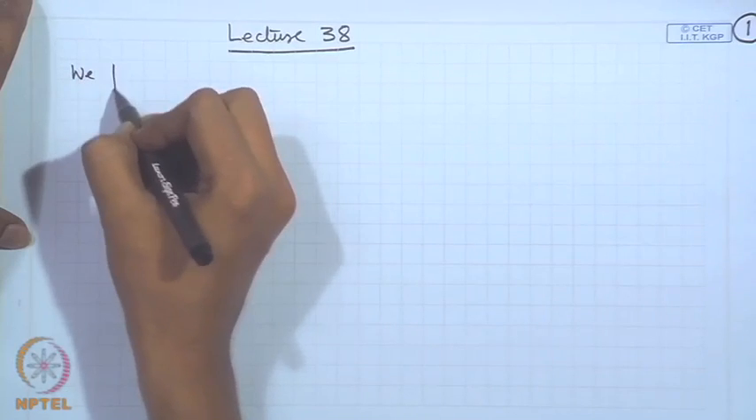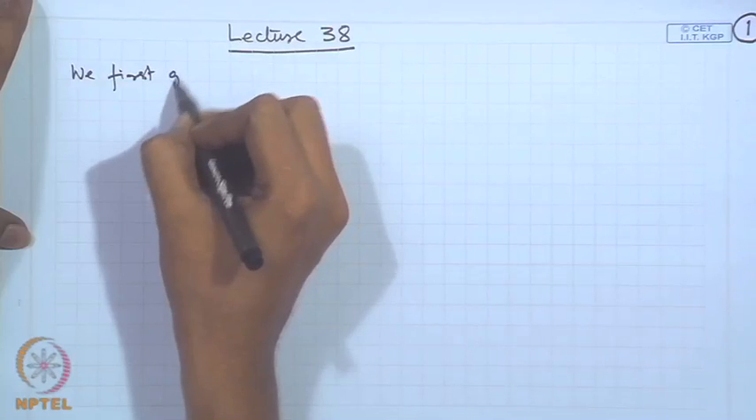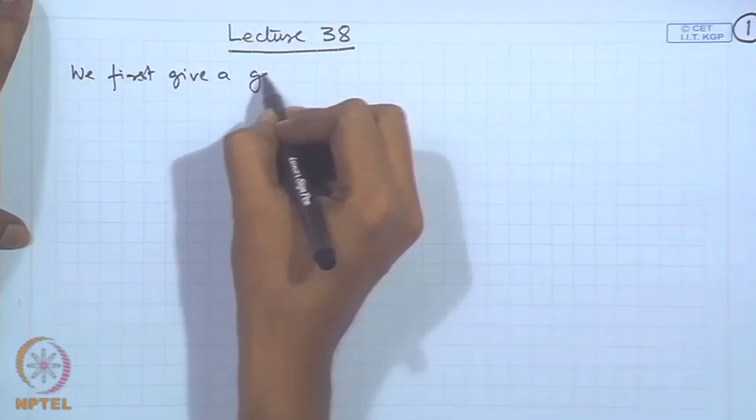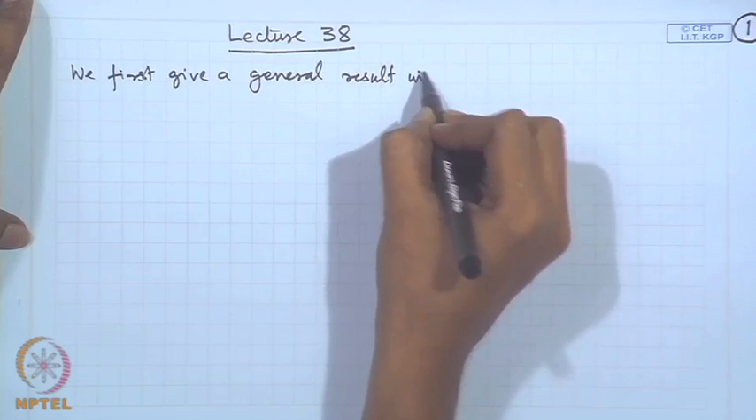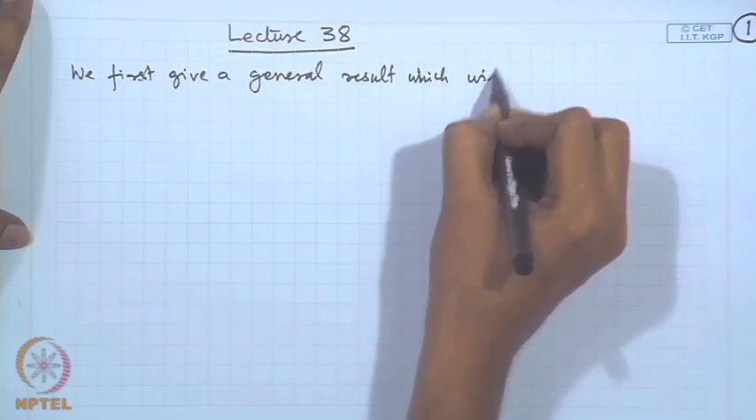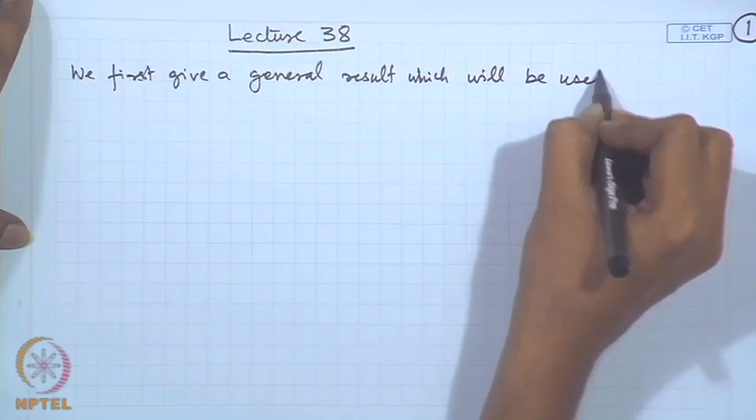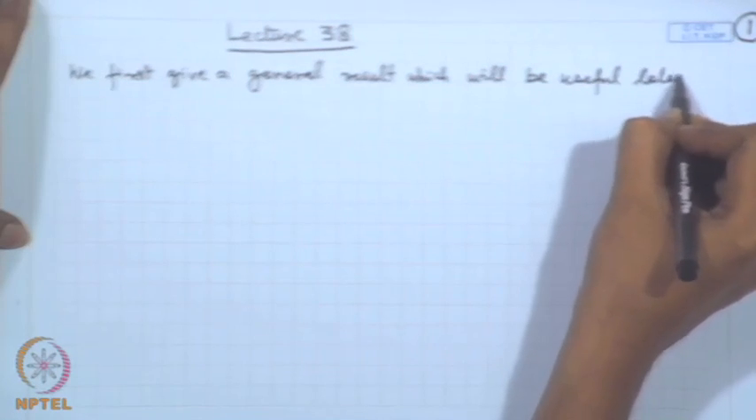We proved certain important properties in general. Now, we will prove it for the proposed procedure, and we will also look at certain other characteristics of this sequential probability ratio test as proposed by Abraham Wald. Firstly, we give a lemma. We first give a general result which will be useful later.